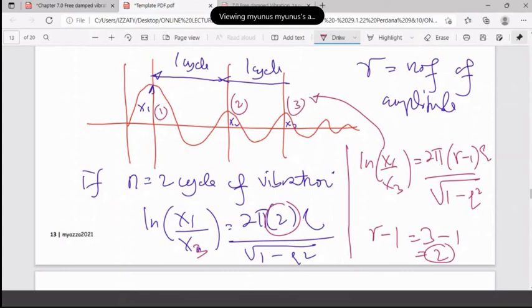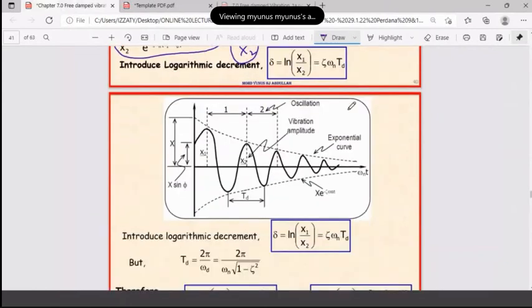So you can use an equation from any other book, but you have to check what the parameters represent from the graph. In my books, the n represents one cycle of vibration, or one complete vibration oscillation. Same thing. In other books, r is basically the number of amplitudes. Okay, class. Any question? No, so we move to the next one.